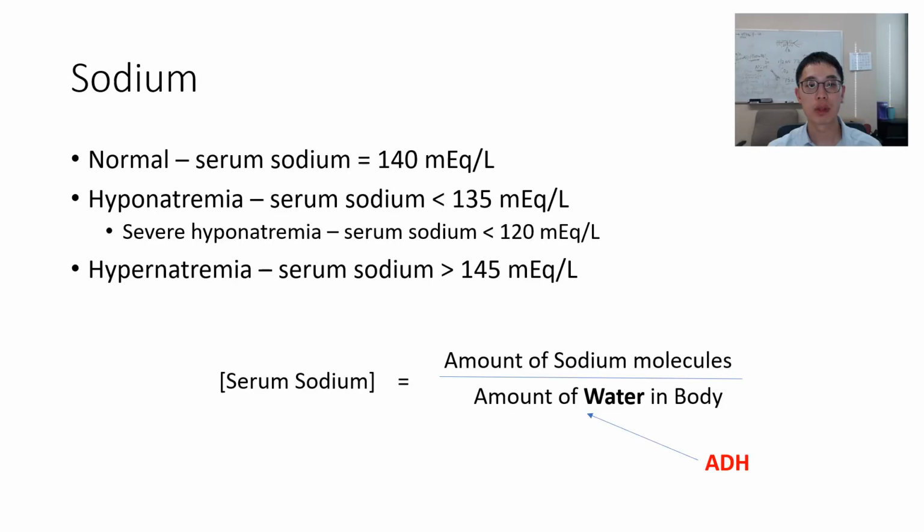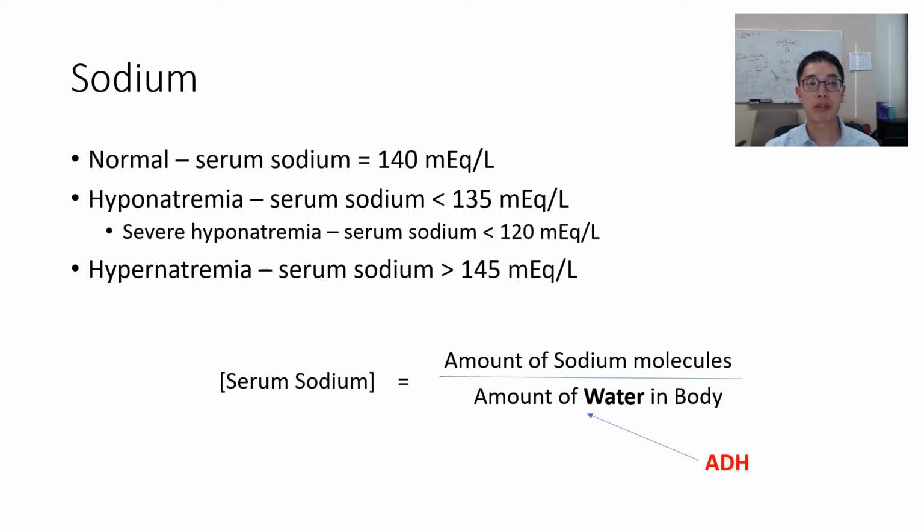Serum sodium levels are represented by a concentration. This concentration is essentially the amount of sodium molecules divided by the amount of water in our body. In normal states, our serum sodium levels are usually around 140 milliequivalents per liter, but can range anywhere between about 135 to 145. When something goes wrong, this can be reflected in higher or lower serum sodium concentrations, and if it's in the lower direction, we term this hyponatremia, and if it's in the high direction, we term this hypernatremia. Severe hyponatremia is typically when we have serum sodium concentrations less than 120.